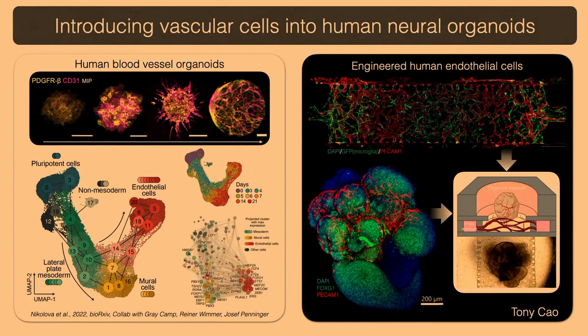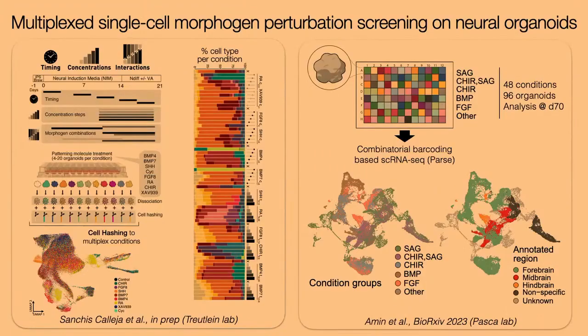Another approach is to use engineered human endothelial cells and bring them into the brain organoids, which also works, where you can, for example, induce ETV2 as a master regulator of endothelial cell fate, and potentially then even perfuse this on microfluidic chips. This is all work in progress, so I'm not going to talk more about that.